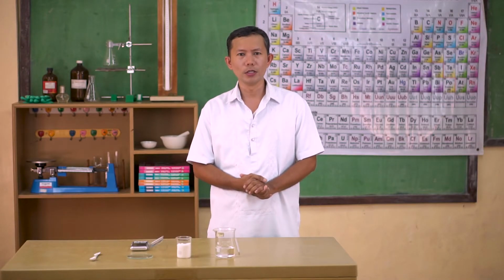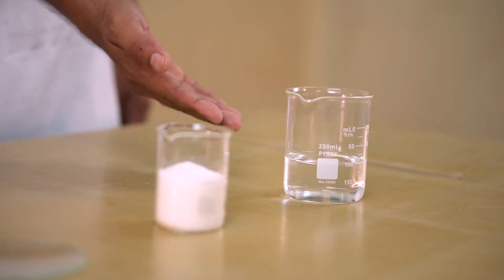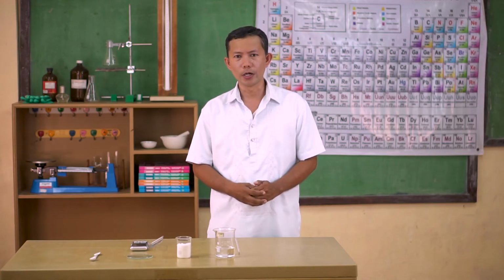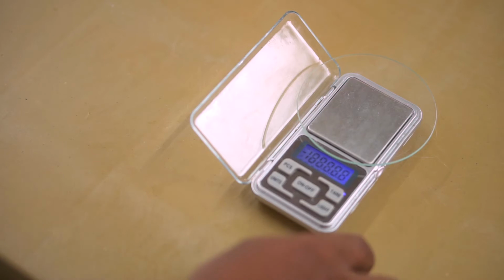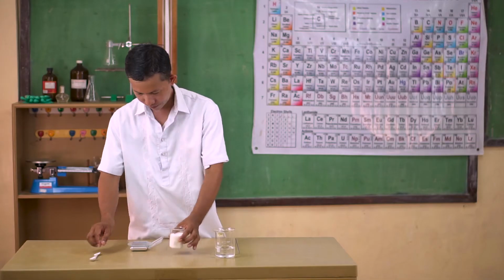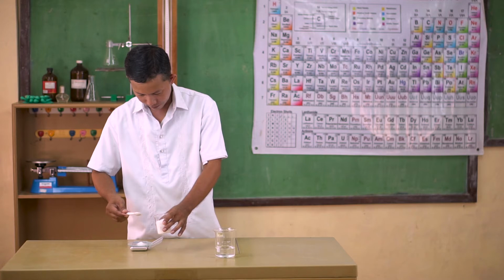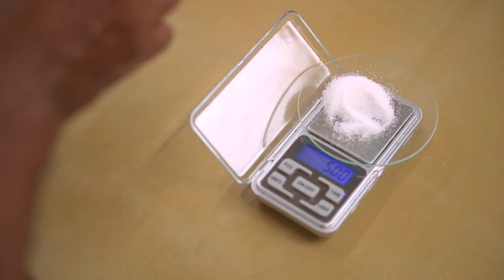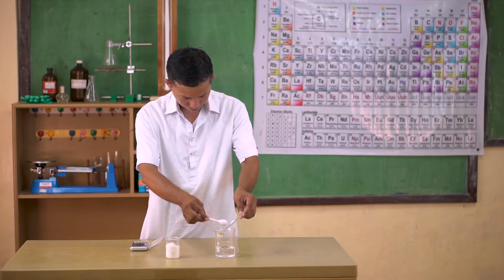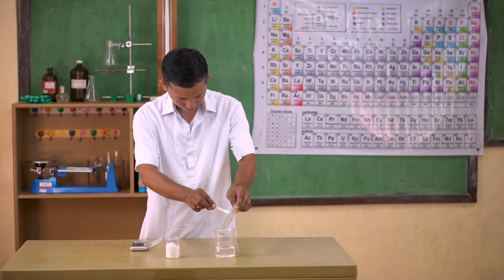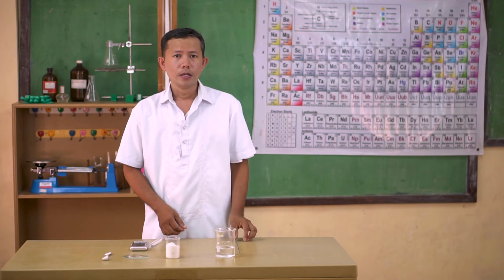Let us prepare a solution using sugar and water. In a beaker, with 100 milliliters of water, let us add 5 grams of sugar. Let us stir the mixture.